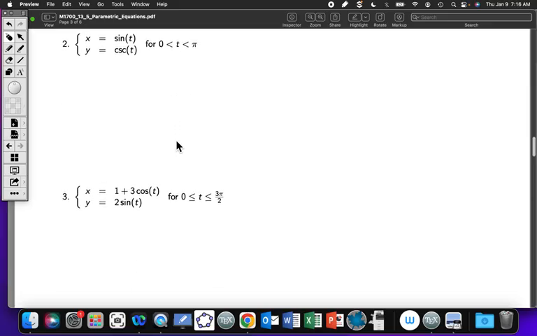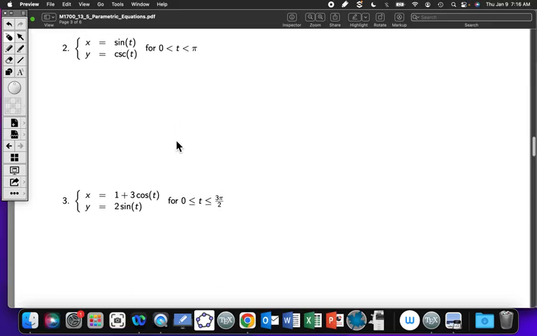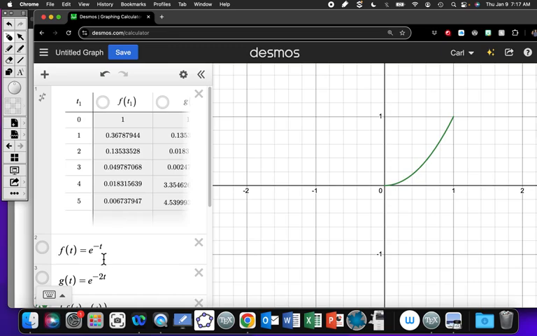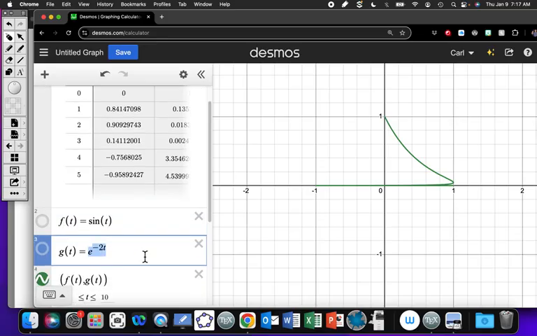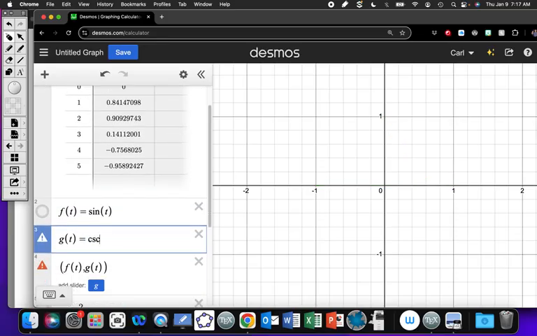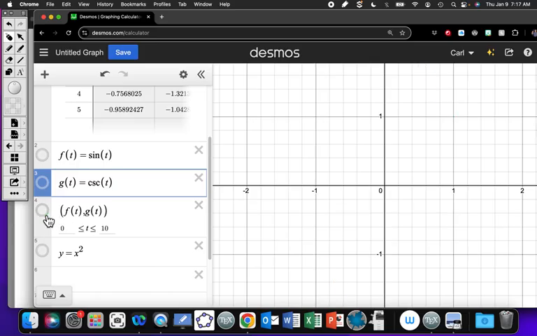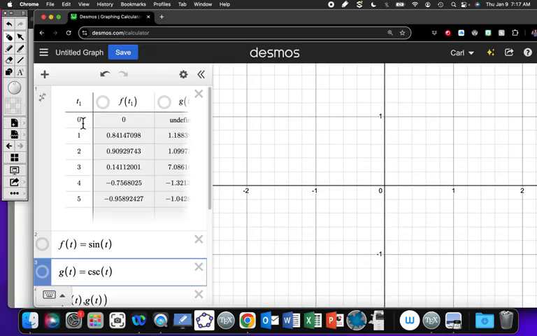Okay, let's get some trigonometry involved here. So we've got a couple circular functions, sine of t and cosecant of t. And this is strictly for t between 0 and pi. You can see why it's got to be strictly between 0 and pi, because cosecant's going to have issues at 0 and pi. So let's go ahead and fire up Desmos here. F of t is sine of t. G of t is cosecant of t. We're looking strictly between 0 and pi.